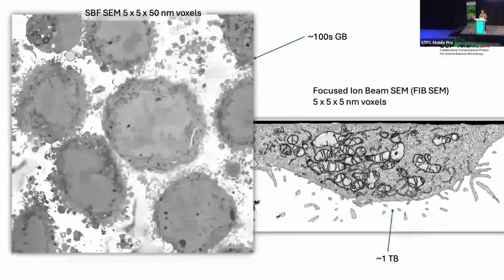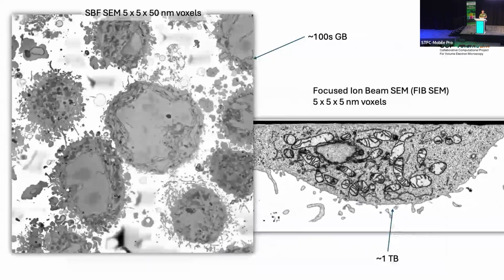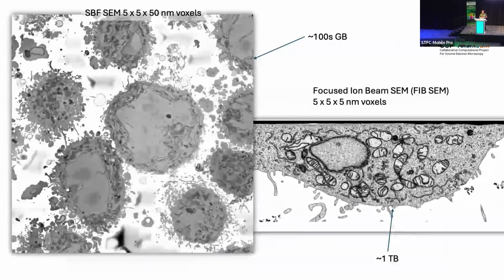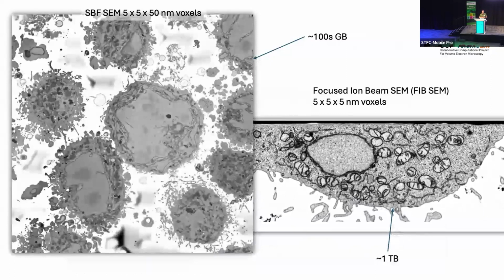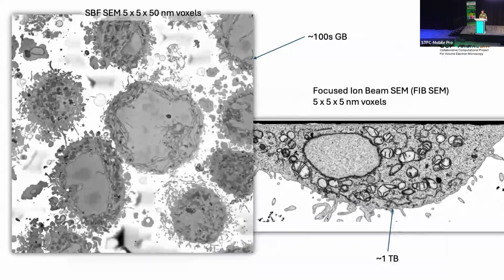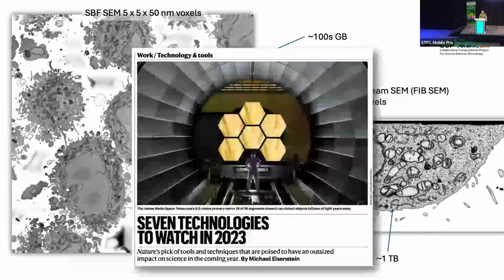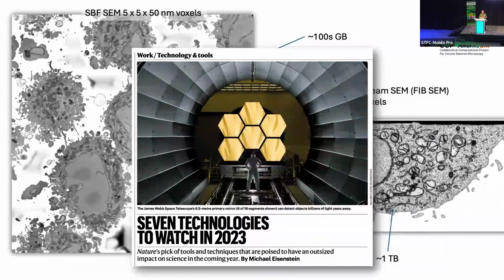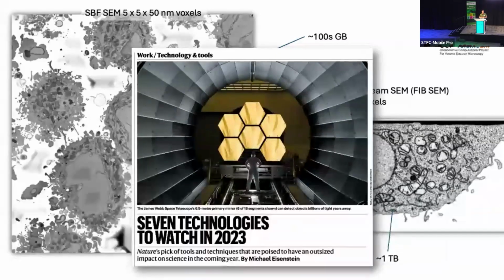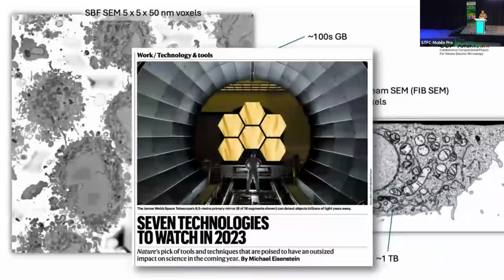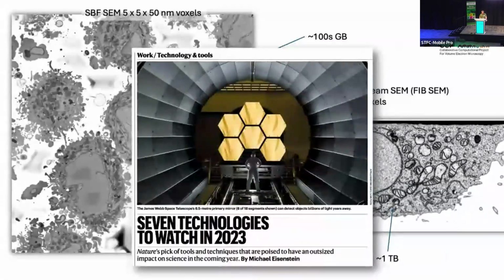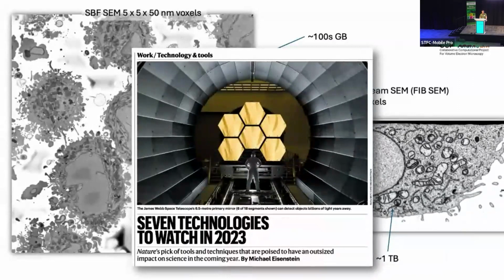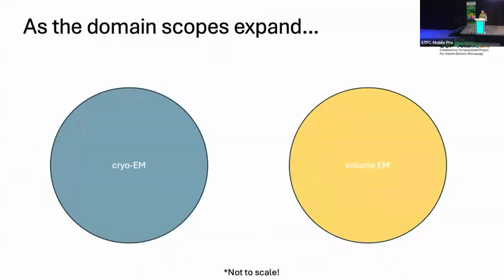On the right is a FibSem data set. So that's 5 nanometer isotropic going through an individual HeLa cell. That's about a terabyte of data. It takes some days to image, so much slower but much higher resolution. And this kind of family of techniques was one of Nature's 7 methods to watch in 2023. And just in the last year, the connectomics version of this has also been cited as such as well.